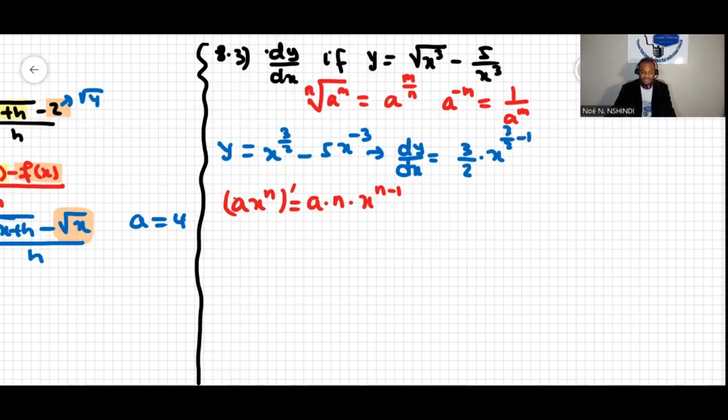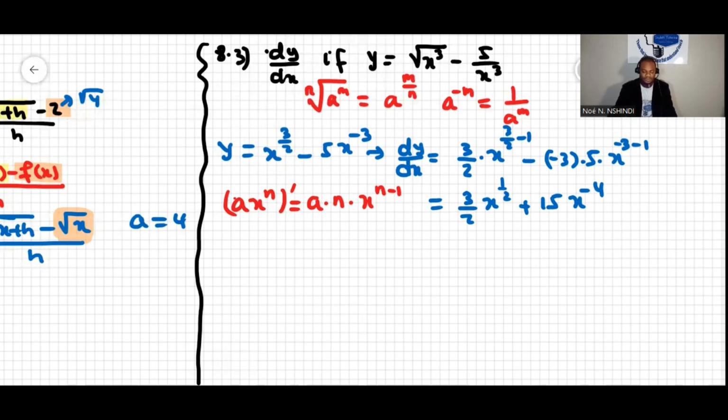And then minus here also. Initially we had 5, but the exponent we get down. Maybe let's start with the exponent first. We have -3 there, times 5 times x to the power of -3 minus 1. So this will be 3/2 x to the power of 3/2 minus 1 is just a half, minus times minus makes plus, so that makes 3 times 5 is 15, 15 x to the negative 4.